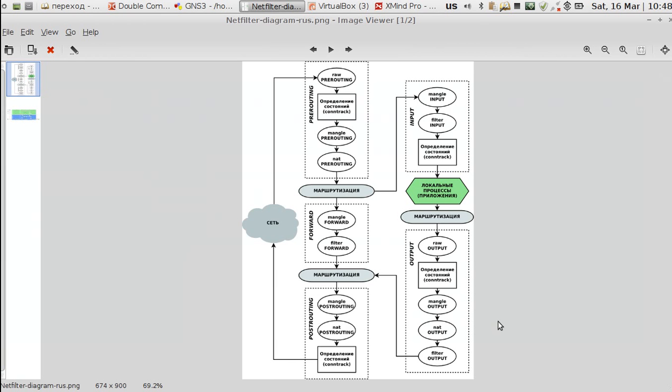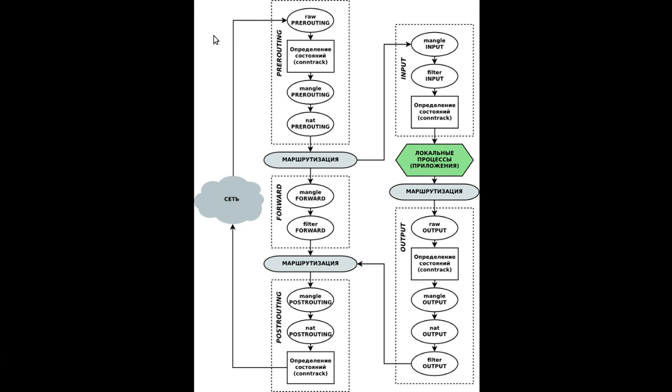So, prerouting chain is used for packets that came from network, and this chain in every table is applied before a routing decision. When we got some packets from network, we should decide, is this packet for our local process, should we pass it to some local application, or should we try to forward this packet to another host? So rules in prerouting chain are applied before routing decision.